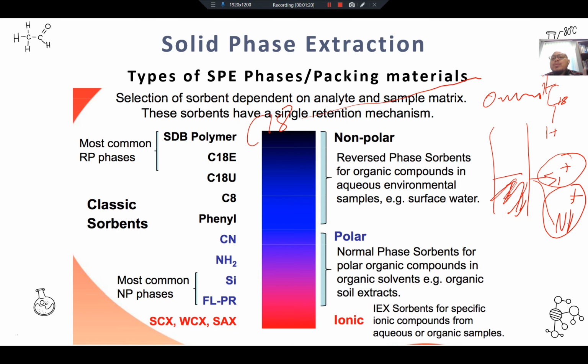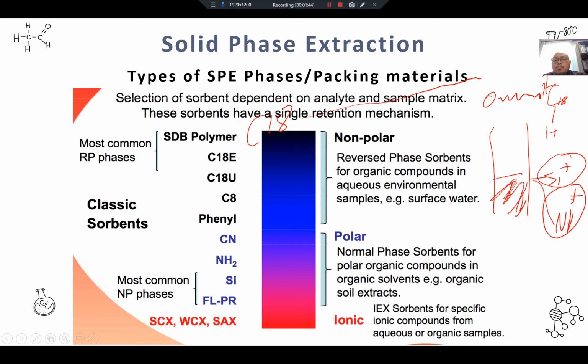Okay, so you need to remember one of two, just as general knowledge. Okay, this is just general knowledge. You don't need to remember the specific names such as SDB, SCX, SAX, and so on. They may get you confused, but as long as you understand, for example, C18, C8, or NH2 or silica, it should be fine. Okay, so here is the application.